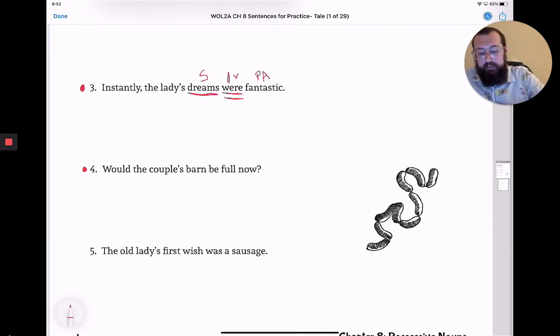So instantly is an adverb. I can tell because it has an ly at the end. That's usually a good hint that it is an adverb. I only have one verb in my sentence, so it's going to go to were. That's an adverb. And which dreams? The ladies' dreams. Those are going to be adjectives. Alright, so that's how you analyze that sentence.